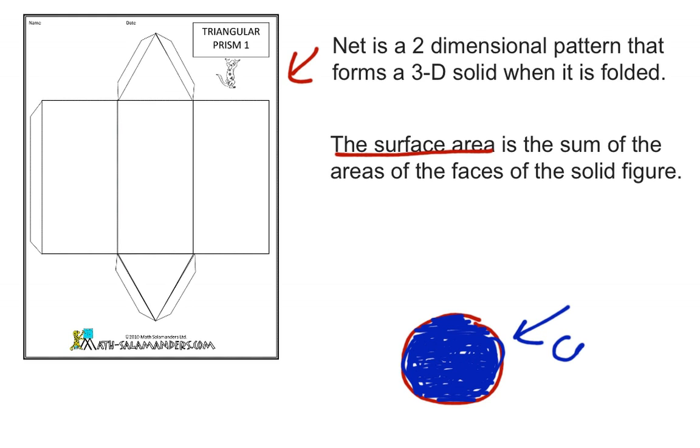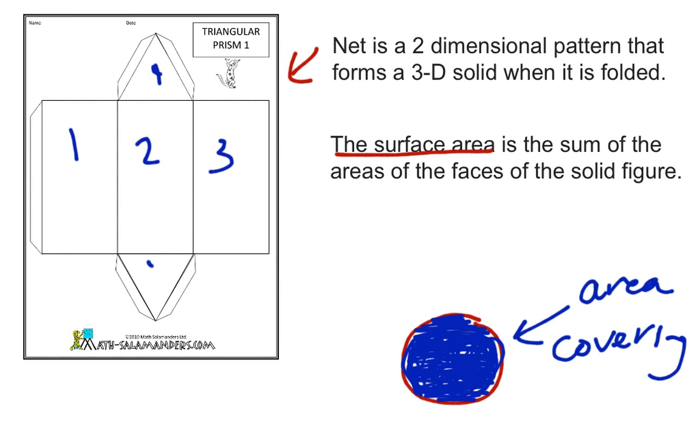You're covering, so that means area. But it's more than one face. You don't just have one two-dimensional face, you have several faces depending on your shape. So in the case of this triangular prism, you are going to have 1, 2, 3, 4, 5 shapes, and you can calculate the area of each of those and add them together to get the total surface area.